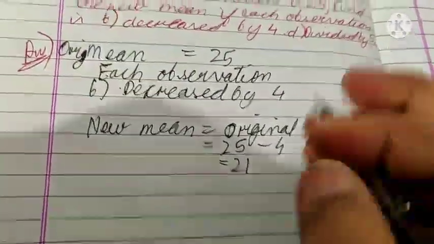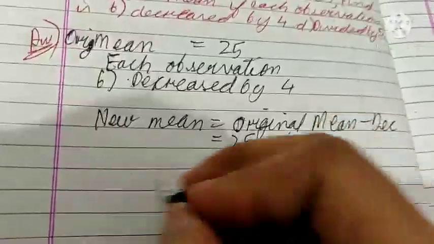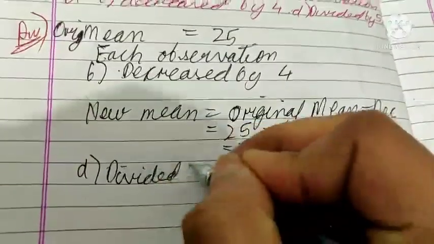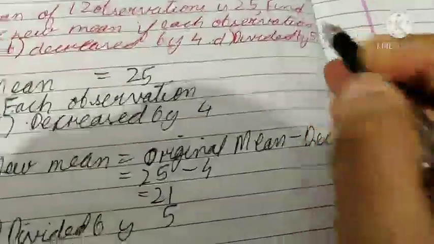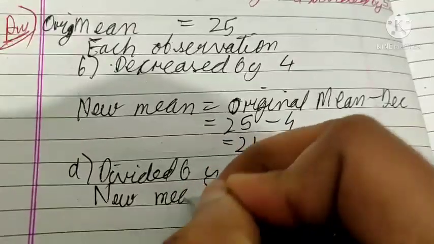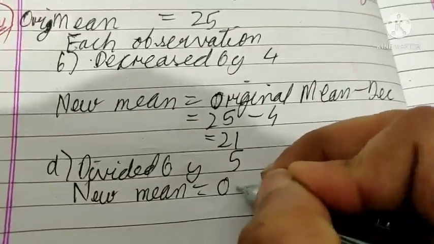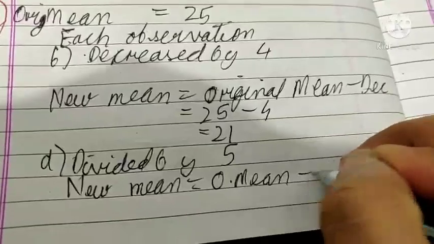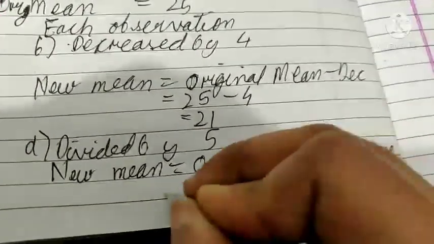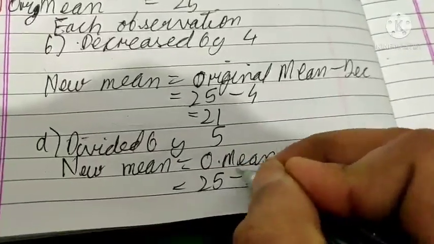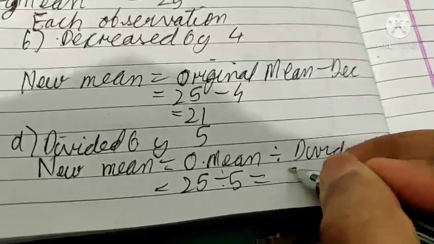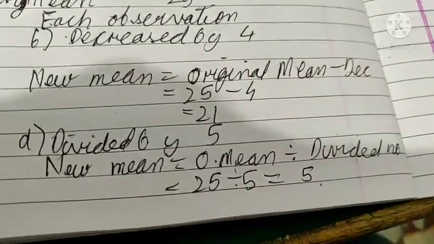Our next part is that each value is divided by 5. So the new mean is the original mean divided by the number, that is 25 divided by 5, which is 5. So 5 is our new mean.